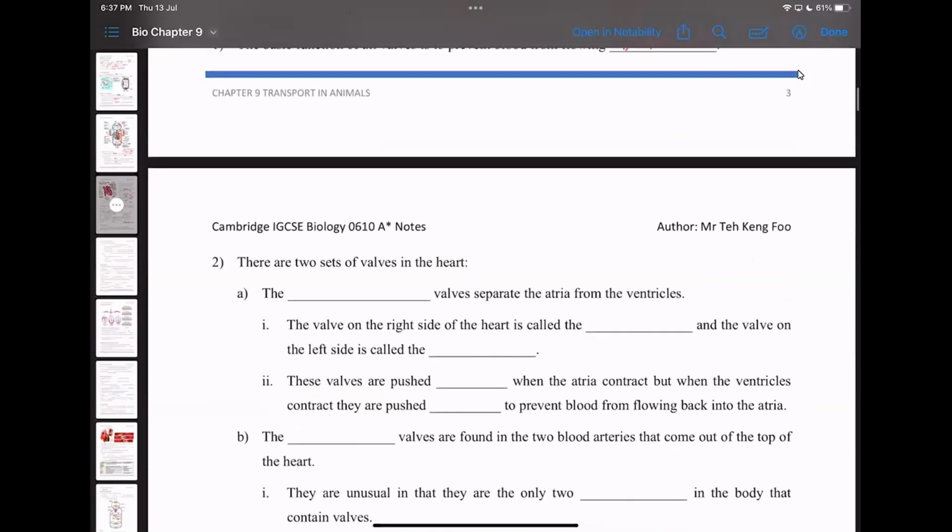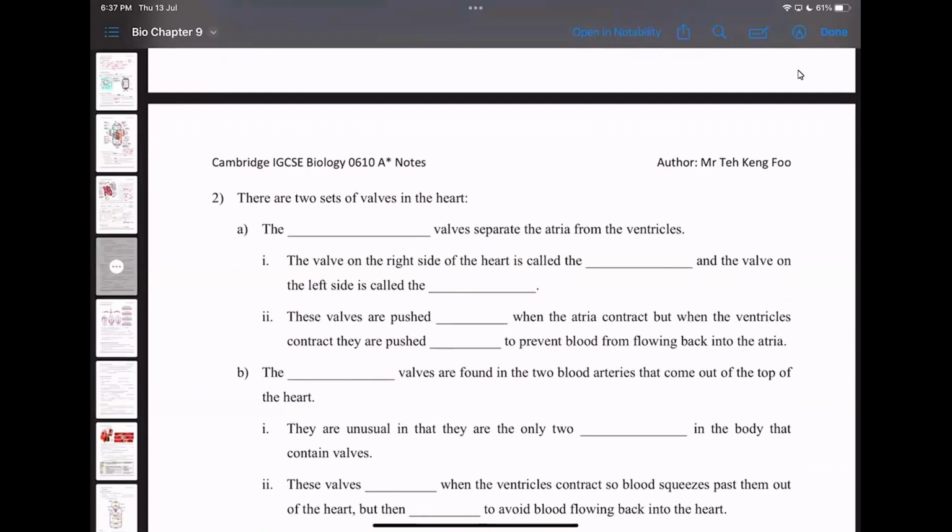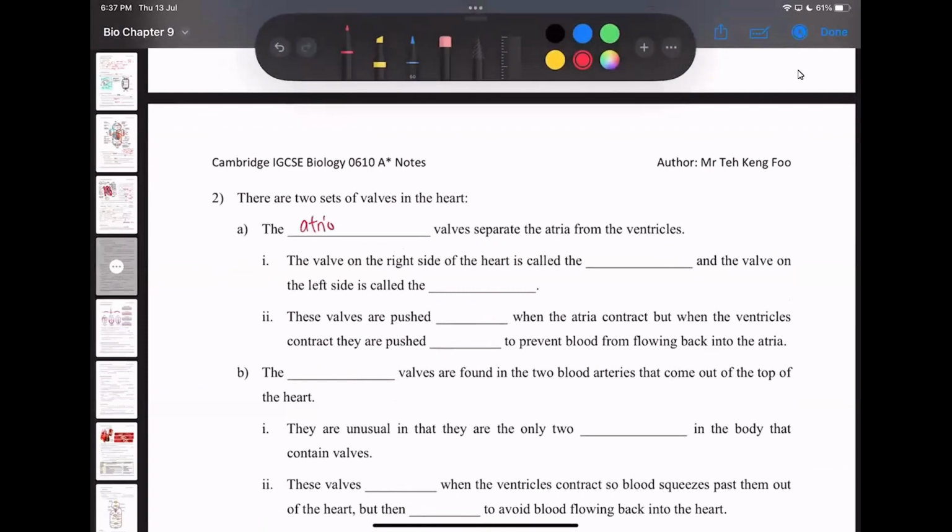So we will have two sets of valves in the heart. The first one would be the atrioventricular valves that separate the atria from the ventricles. The valve on the right side of the heart is called the tricuspid, and the valve on the left-hand side is the bicuspid. But it's okay, just remember the atrioventricular valves should be fine.